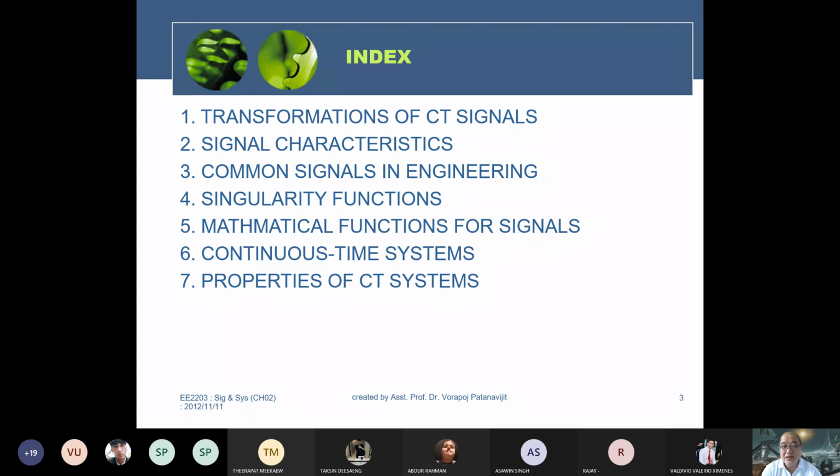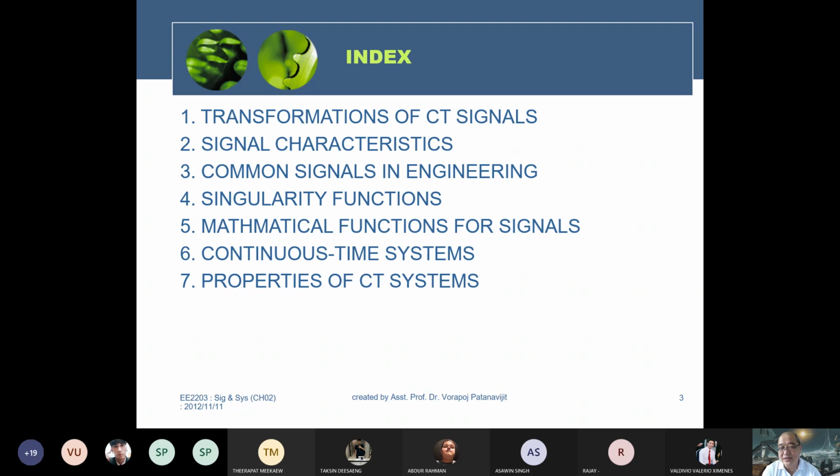The next one is about the characteristics of the signal that may be classified. Even though the signal has so many characteristics, we concentrate only on 2. The first one is the even and odd characteristic, and the second one is the periodicity of them.